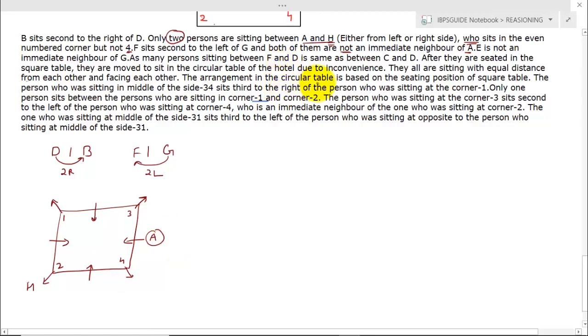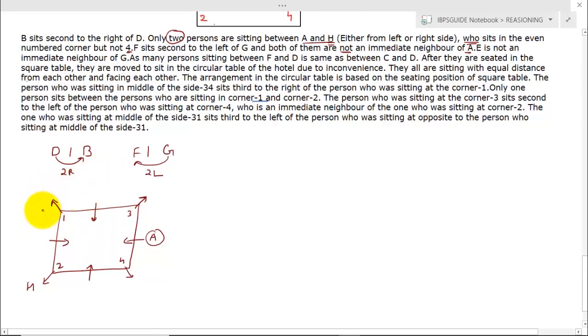Now further, if we connect this A with another statement saying that F is second to the left of G and both of them are not immediate neighbors of A, it means F and G cannot be at these 3 and 4 positions, because if I place F here, then F and A are neighbors, and if I place G here, then G and A are neighbors. So from which position can we place G and F? Start checking. If I place G here, then second left, this one, will be the middle one. Now if I place G at this position, then 1, 2, F may be at this position.